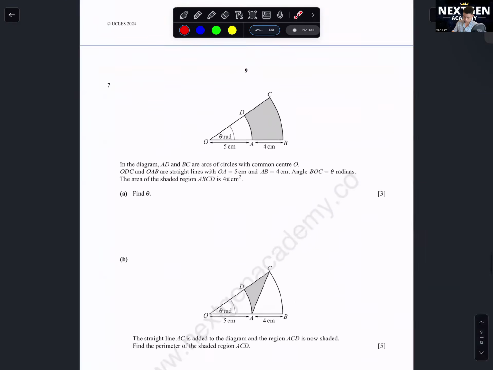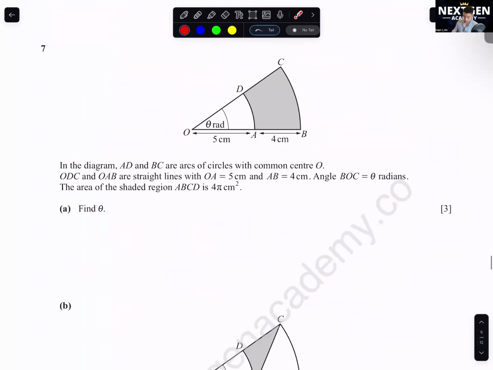Let's do number 7. In the diagram, AB, AD and BC are arcs of the circle with common center O. We've got OA 5 cm, AB 4 cm. BOC is theta radians. The area of the shaded region is 4 pi. Okay, let's write here 4 pi. Find theta. Okay, Avinash, which part? You're not sure? You say 7b, is it?